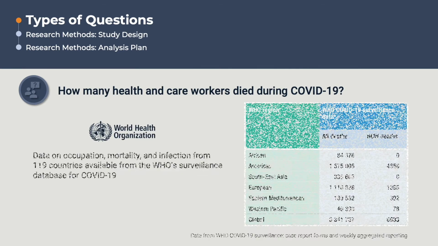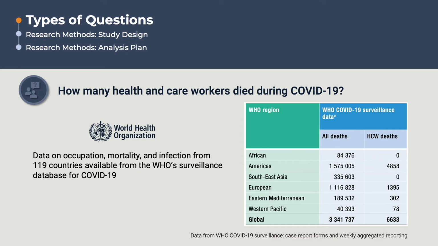In October 2021, data were used on occupation, mortality, and infection rates from 119 countries reported to the World Health Organization's COVID-19 surveillance database. Based on these data, 6,633 COVID-19 deaths occurred among healthcare workers.